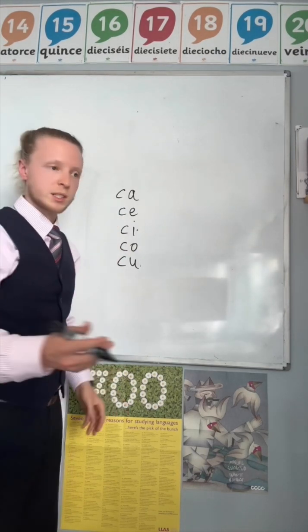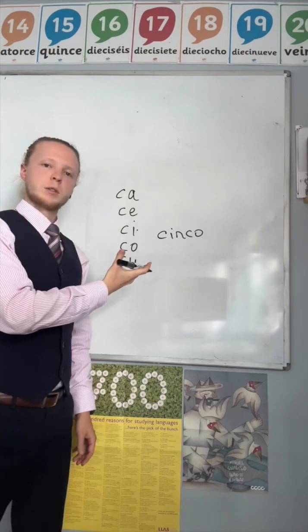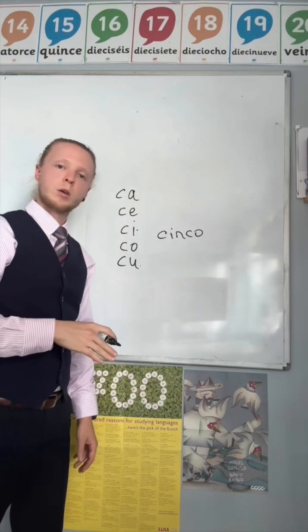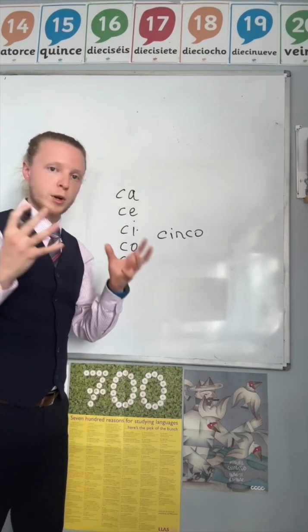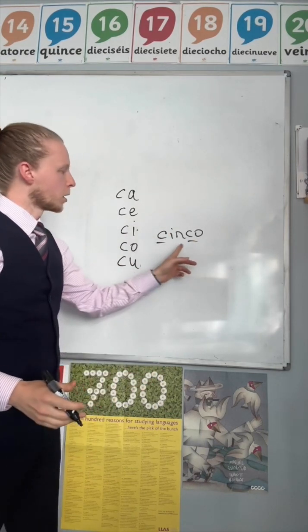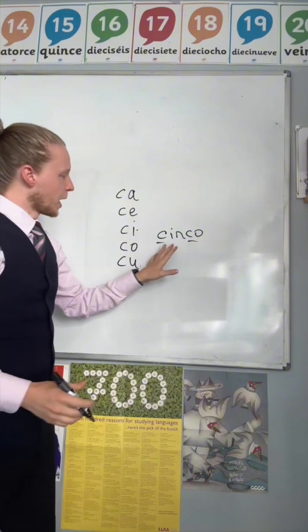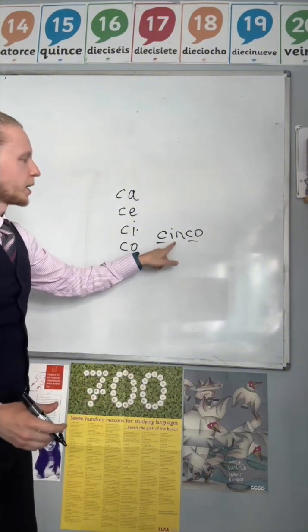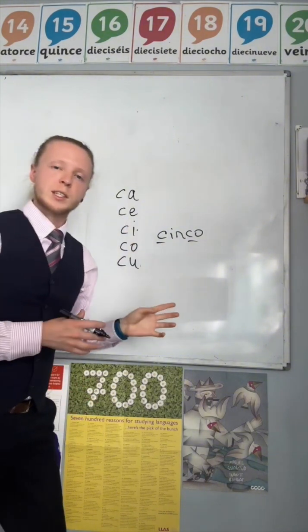And you might know this because if I write a word on the board, how do you say that word? You're probably thinking either cinco or thinco. Either way, your brain is recognizing that this C and this C are pronounced differently. Cinco or thinco. And now you know why. It's because the I and the E change the C to a soft C.